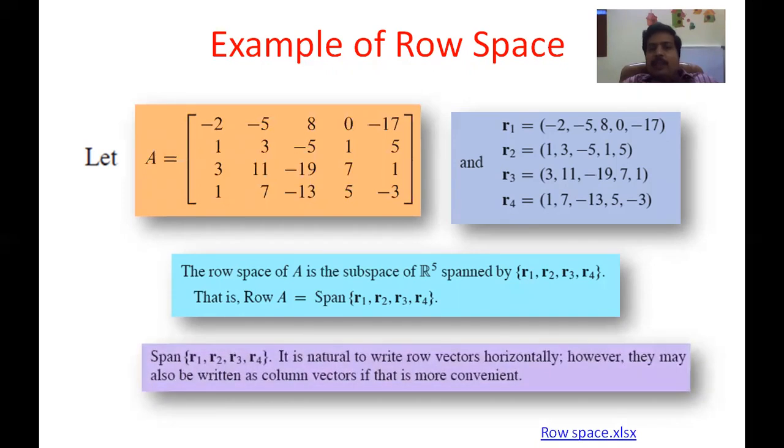For convenience, we are writing them horizontally, but we can also write them as a vertical column. Both are the same. Even though it is a row vector in the row space, I can write this R1 as the column vector -2, -5, 8, 0, 17. For convenience, we are writing in this manner. So any column vector can be written in this form.